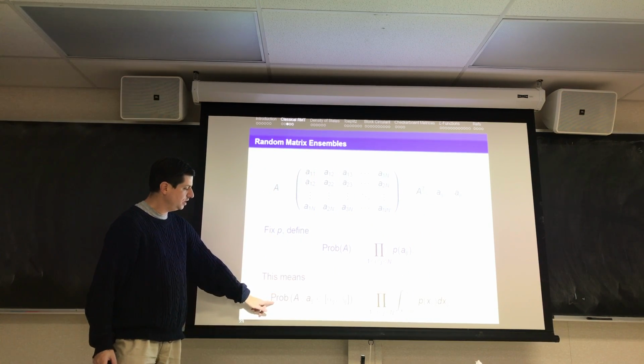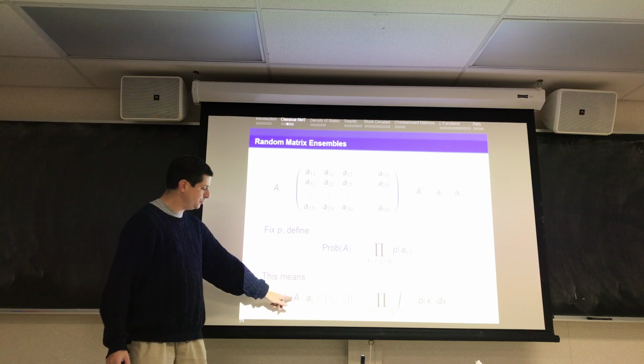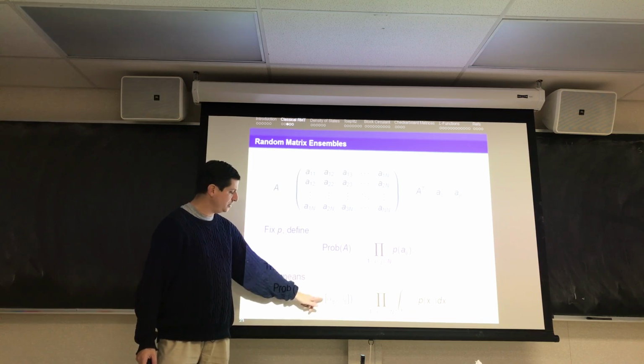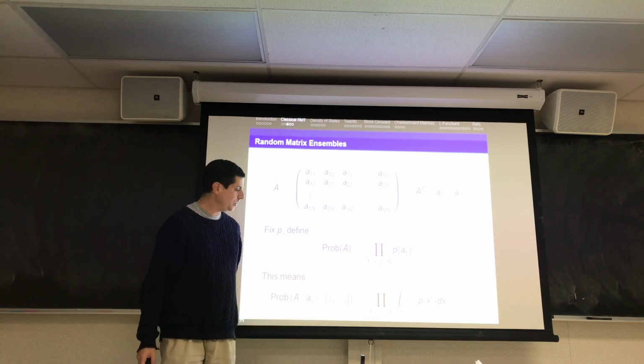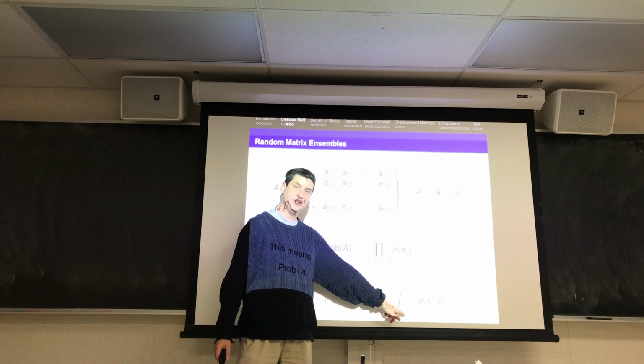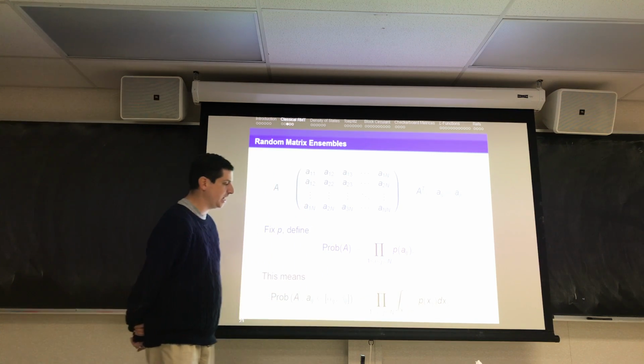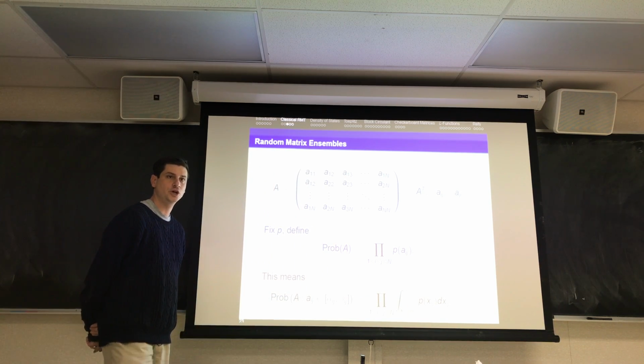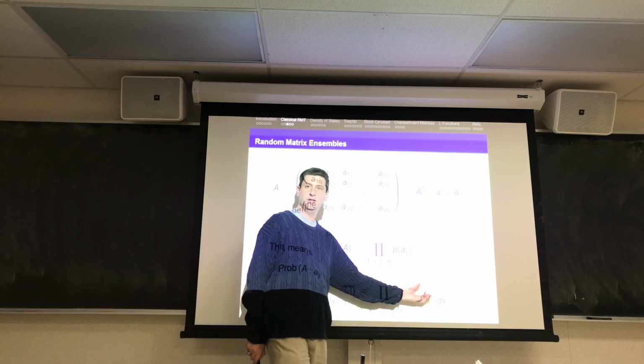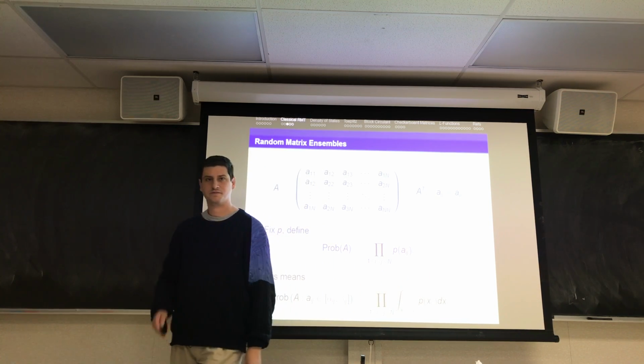More explicitly, I can talk about the probability of choosing the matrix A where each a_ij is in some interval. Well, that'll just be the product of the probabilities that x_ij is between alpha_ij and beta_ij. So all of the probability stuff we've been doing allows us to handle stuff like this.